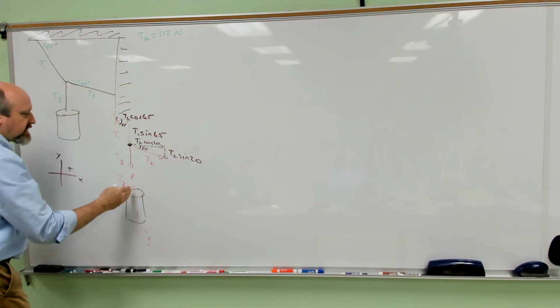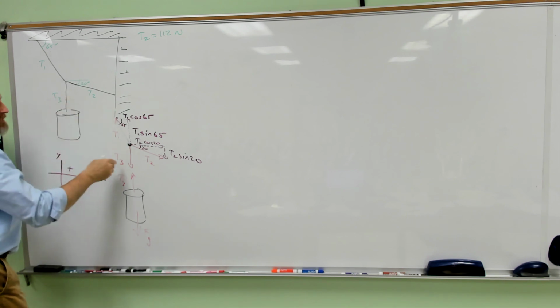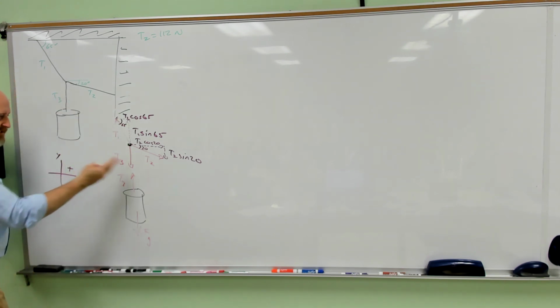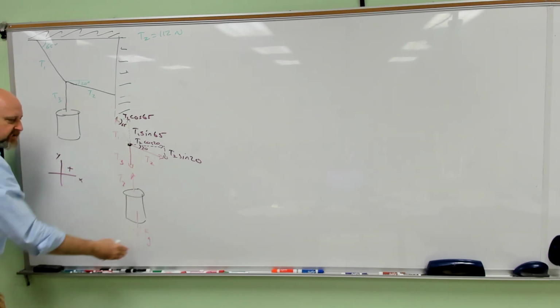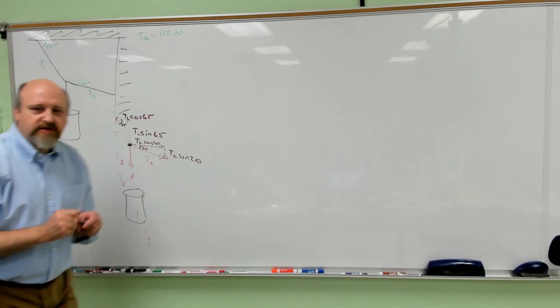Okay, T3, it's just going up and down. That's along one of the axes, so I don't have to split it into components. Same thing with FG. That's it. That's all our components drawn.